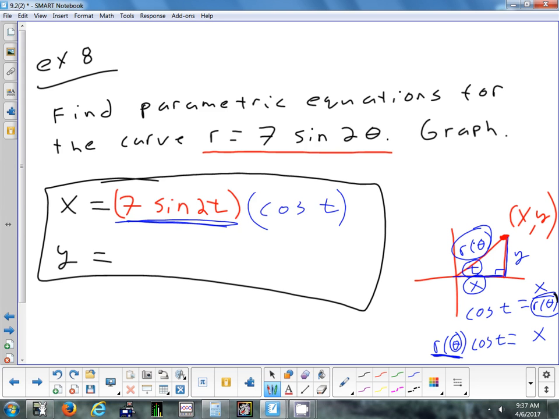right? And what would be our formula to find the y value of that point? 7 sine 2t. Yep, you'd have to take 7 sine 2t. Okay? That's kind of the x and the y together. Now how would you separate the y component off? What would you multiply it by? You'd multiply it by sine.